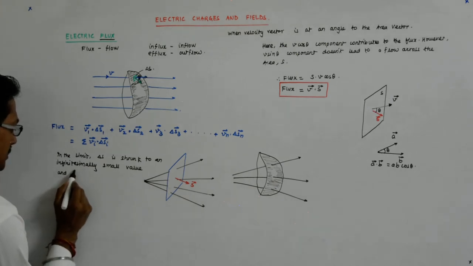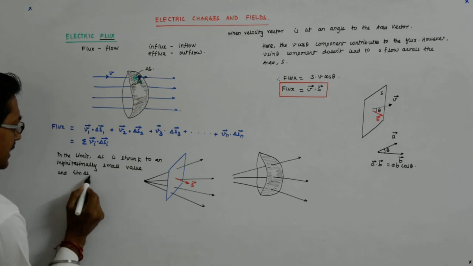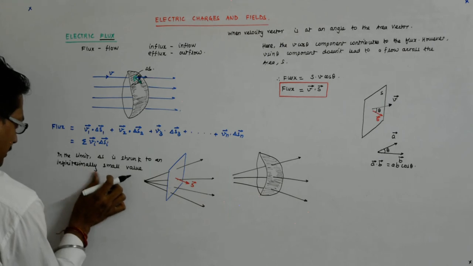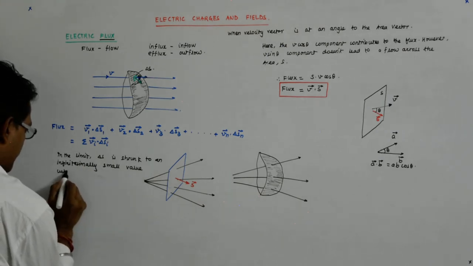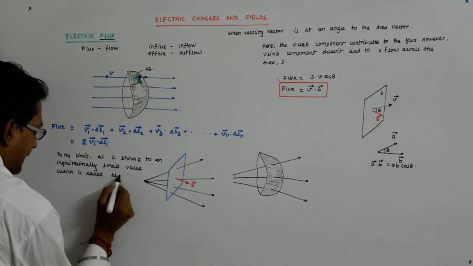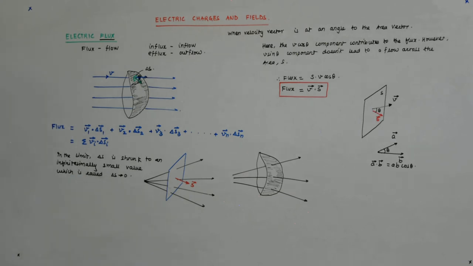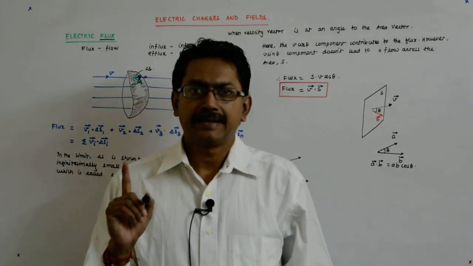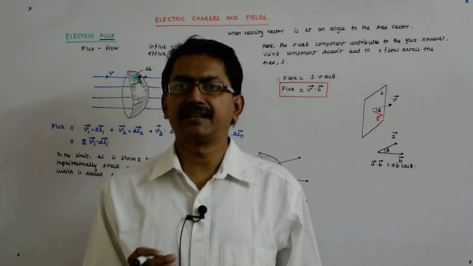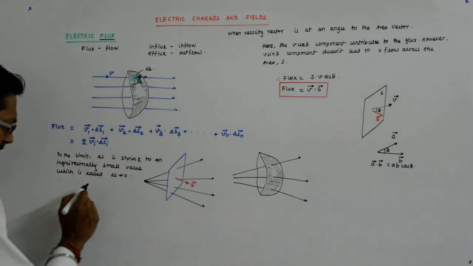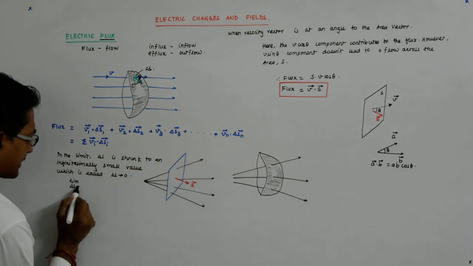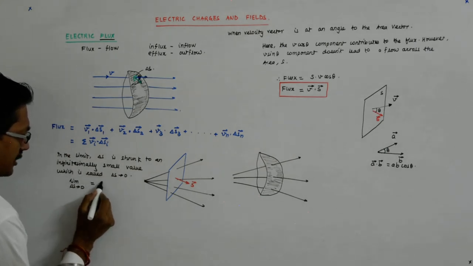And limit delta S tending to zero, okay, small value which is called delta S tending to zero, okay, it tends to zero. That means it is greater than zero, but it is smaller than the smallest that we can even imagine. So delta S tends to zero, and limit delta S tending to zero is actually called DS.